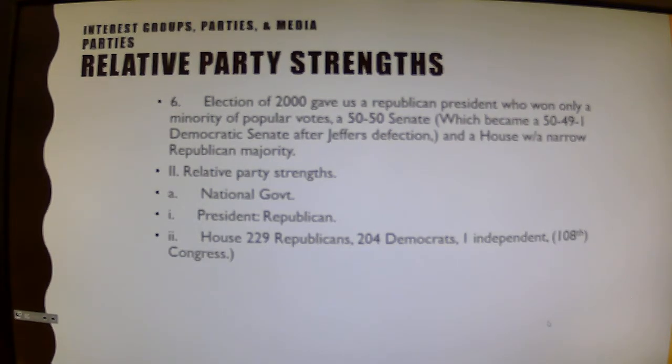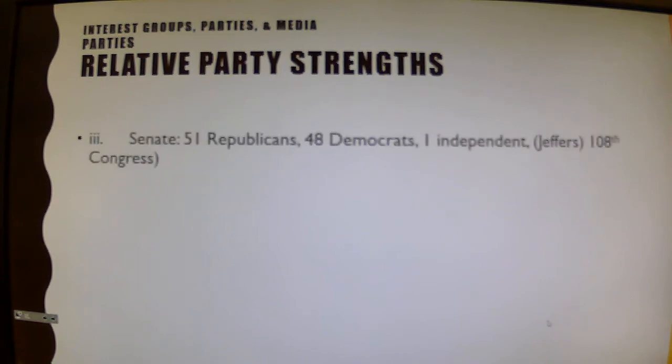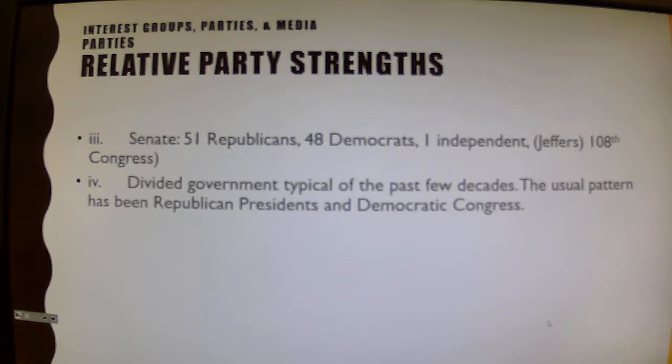We don't have that right now because we have a Republican president, a Republican Senate, and a Democratic House. So that's divided government, which is the era that we're in. Our current Senate is actually 52, 46, and 2 because there are 2 independents. Divided government is typical basically since 1968, that's when we say the era started, but it becomes really prominent more along the lines of the Republican resurgence of the 1980s.